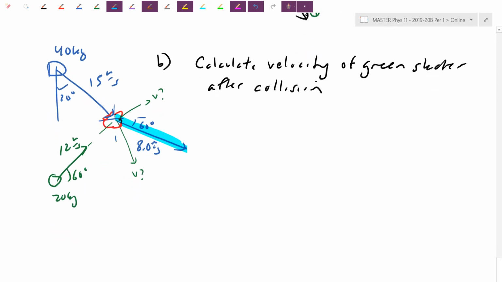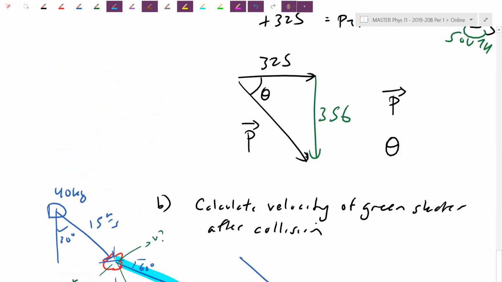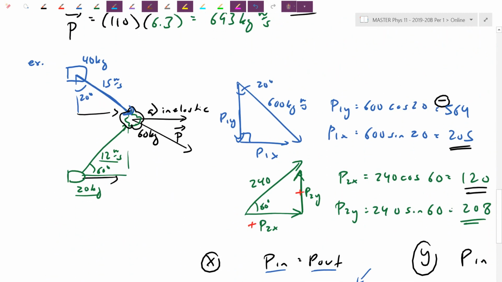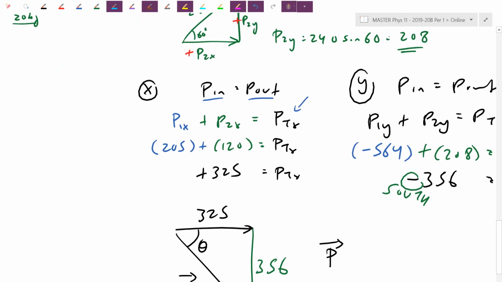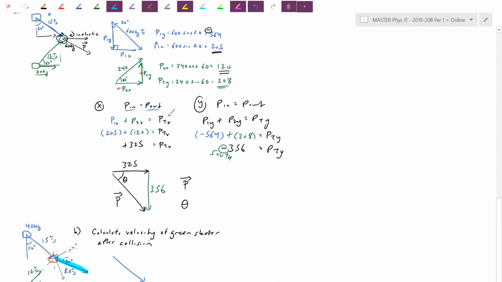So far, I've already broken up a couple vectors. So our P1, remember we had done 40 times 15. We had done that, it's 600. Let me actually just copy these values down here. So we have 600 as my first momentum. When you broke it down, the X was 205. The Y was a negative 564. That's why it was downwards.